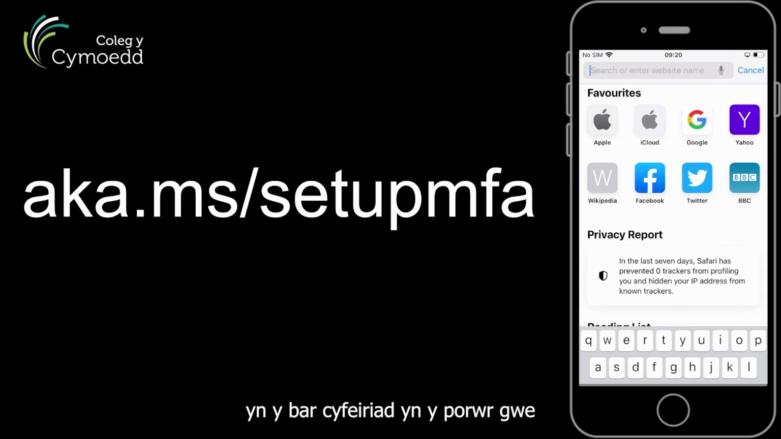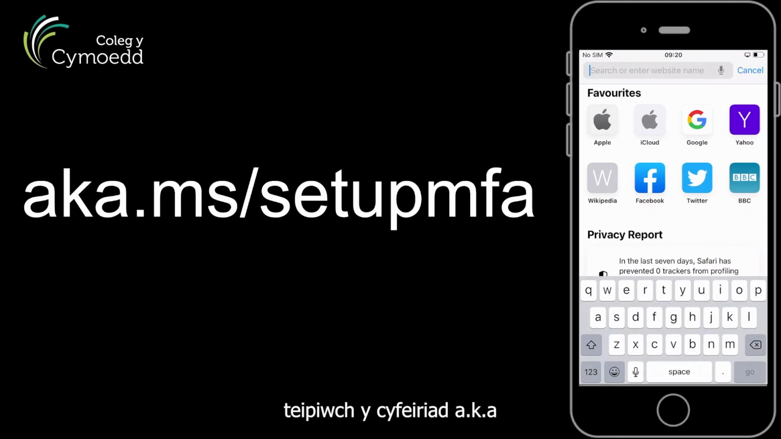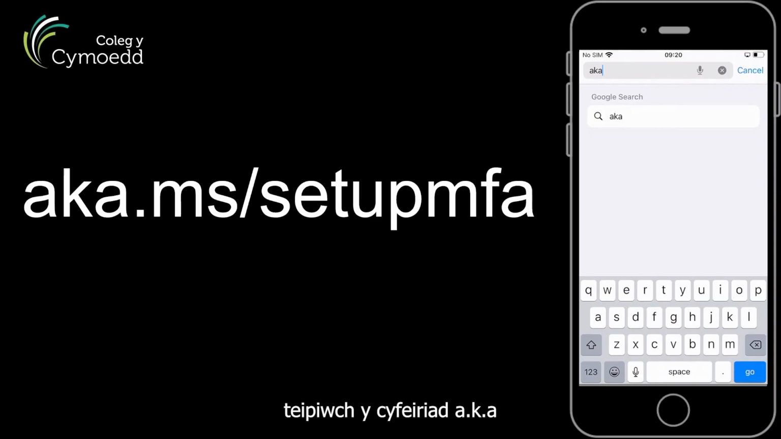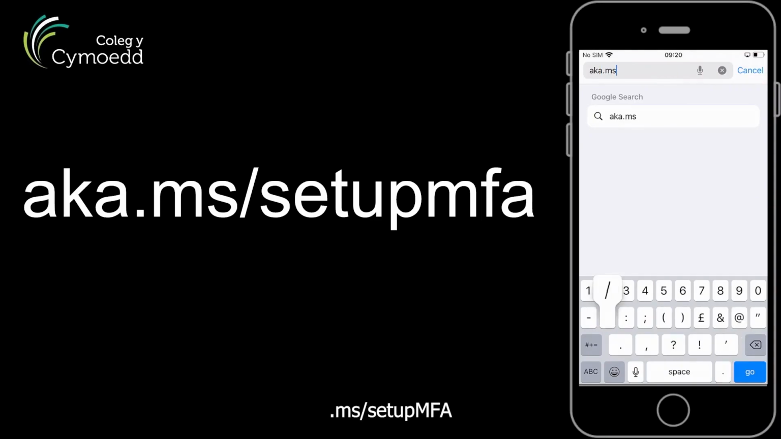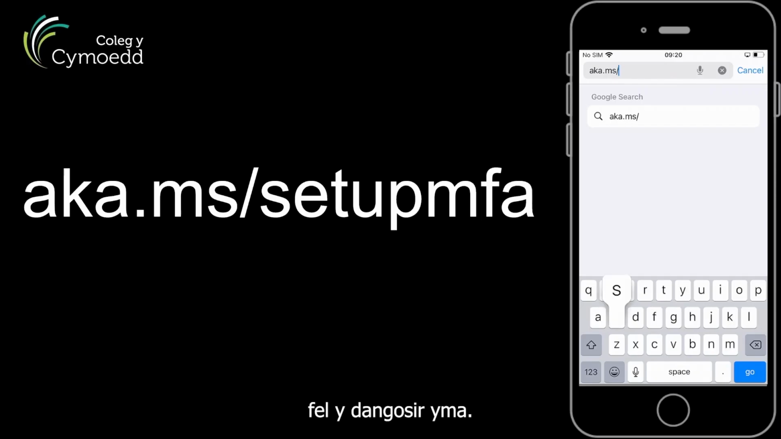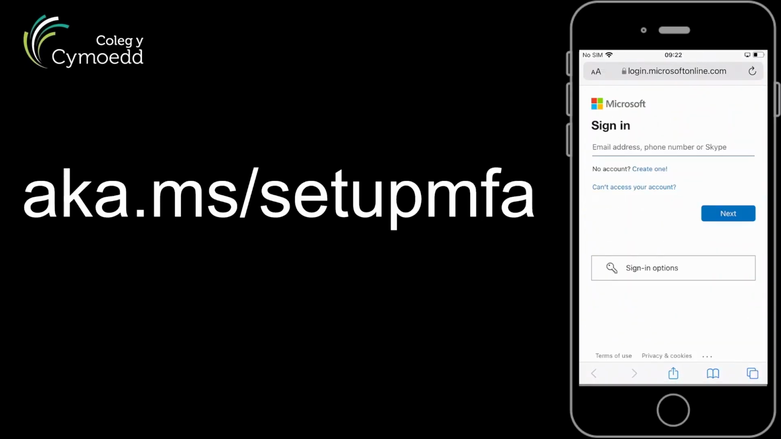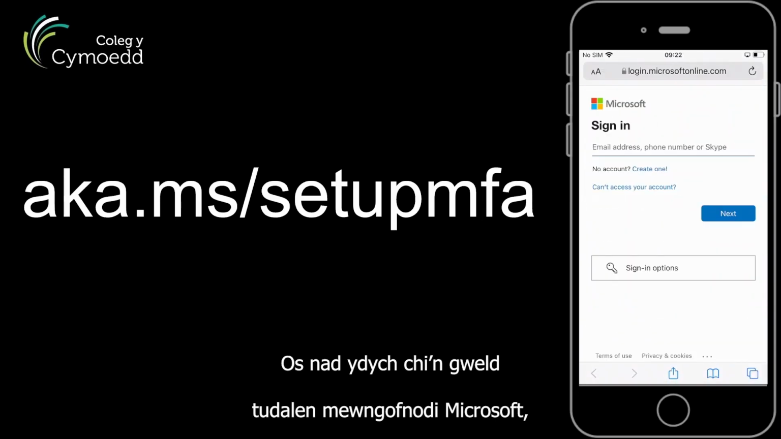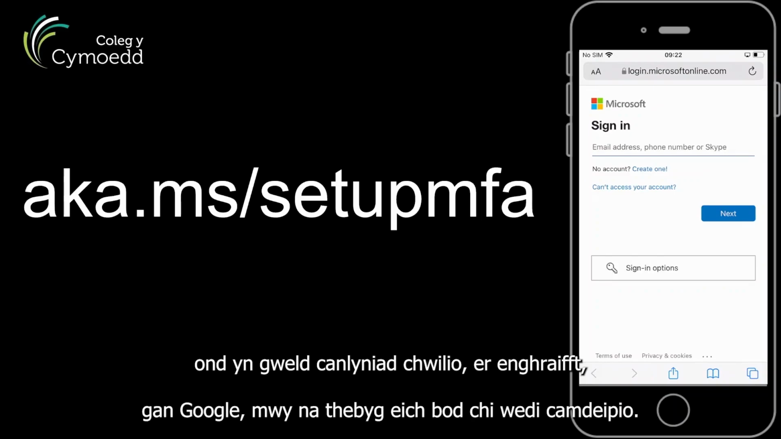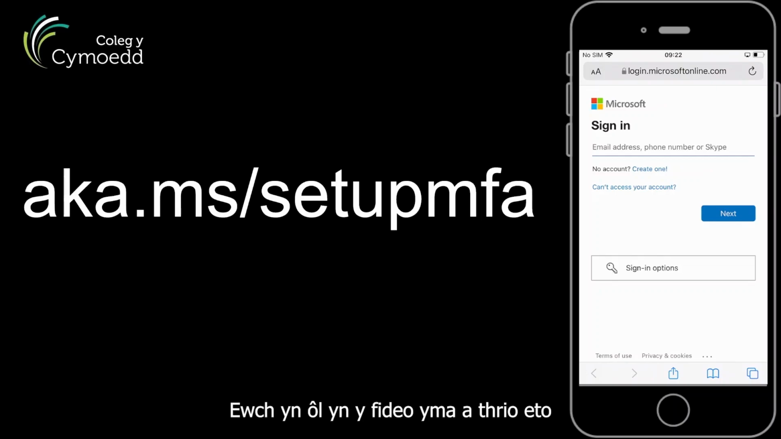In the web browser address bar, type the address aka.ms/setup-mfa as shown here. If you do not see the Microsoft sign-in page and instead see a search result, for example from Google, you've probably made a typo. Please rewind this video and try again.